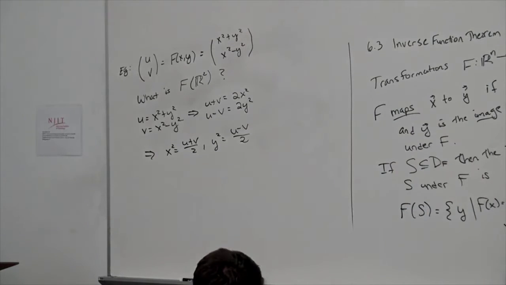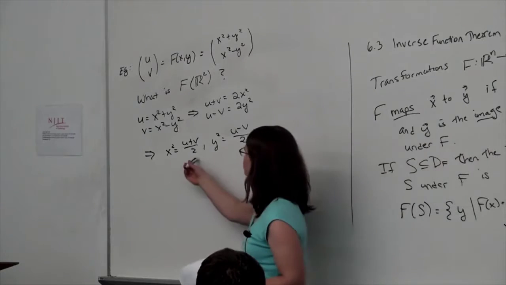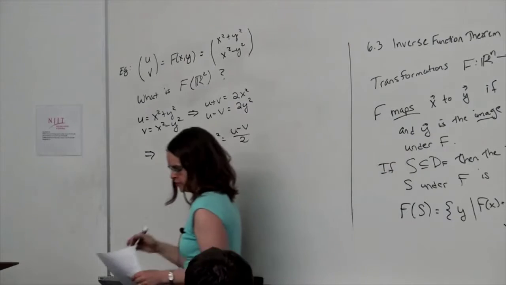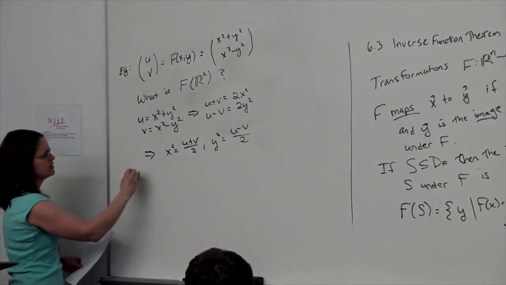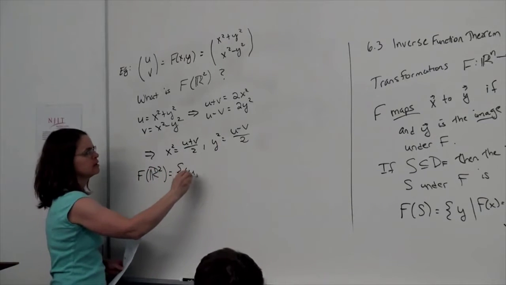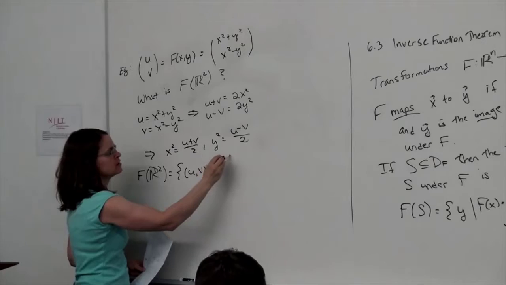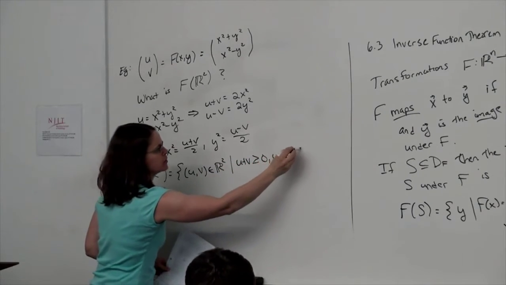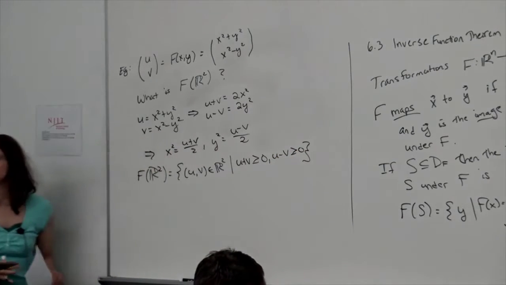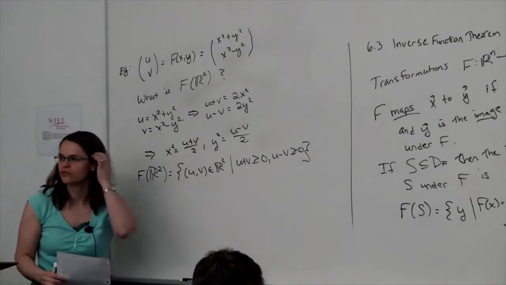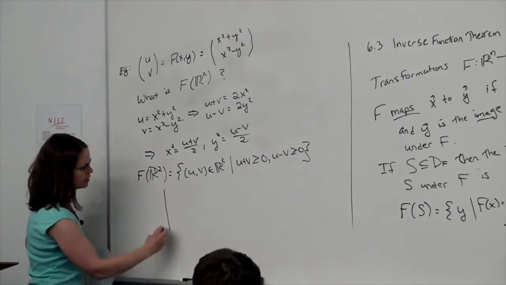So here you start to see there are some conditions that need to be true if we're going to be able to solve this. Right? This has to be a non-negative number. This has to be a non-negative number. So to be able to deal with this, we're going to say that the image of R2 is going to be the set of all points in R2 such that u plus v is greater than or equal to 0 and u minus v is greater than or equal to 0. And as long as both of those are true, we can always find a value of x and y that will reach this uv for us.